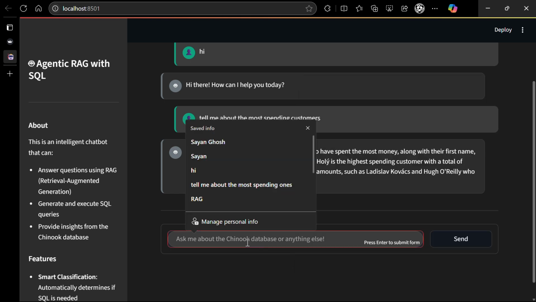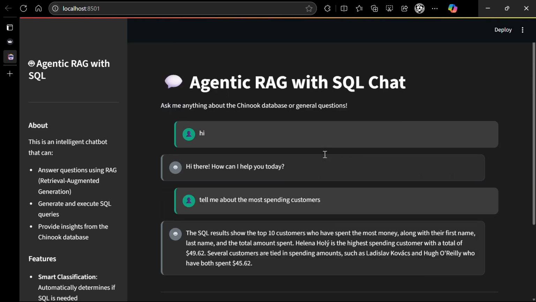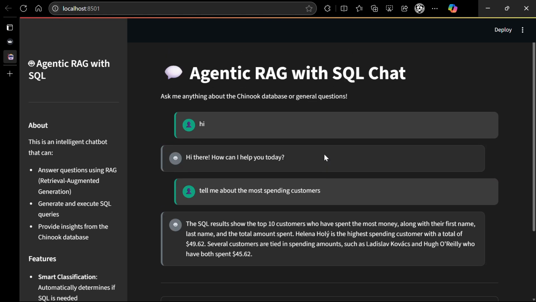So yes, the agentic RAG is working with the SQL data.